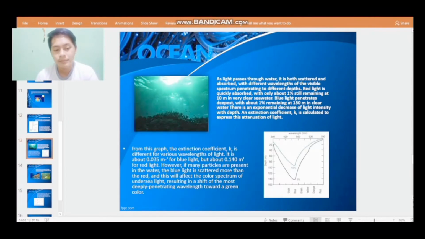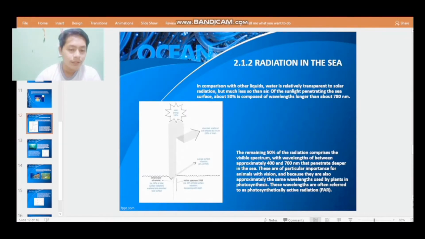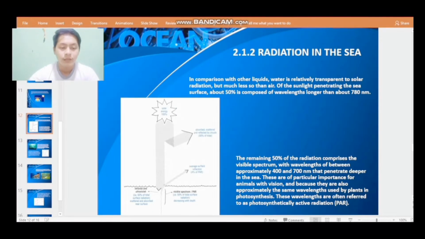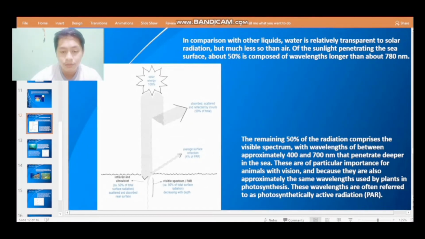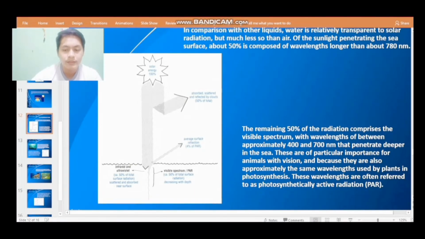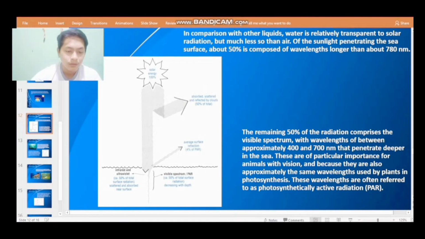Moving on to the next topic, the radiation in the sea. In comparison with other liquids, water is relatively transparent to solar radiation, but much less so than air. Of the sunlight penetrating the sea surface, about 50% is composed of wavelengths longer than about 780 nanometers.